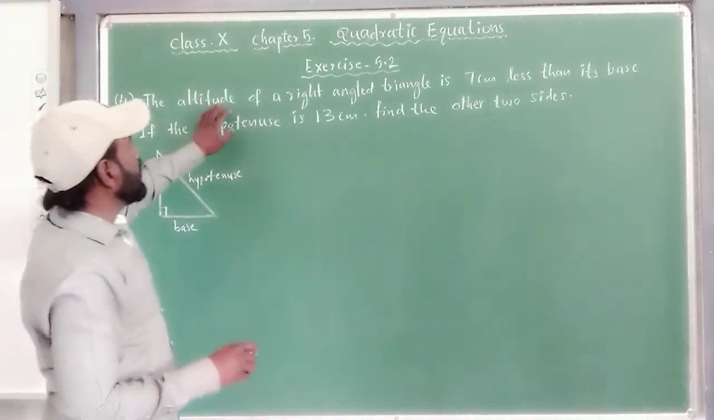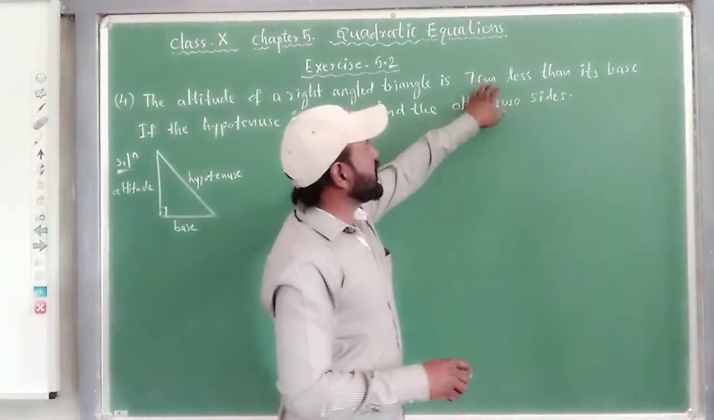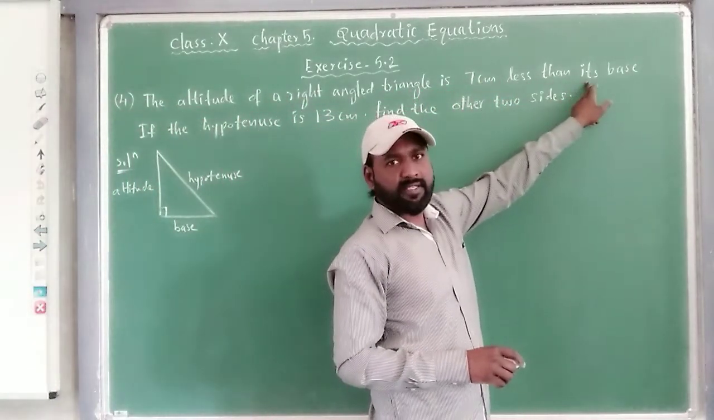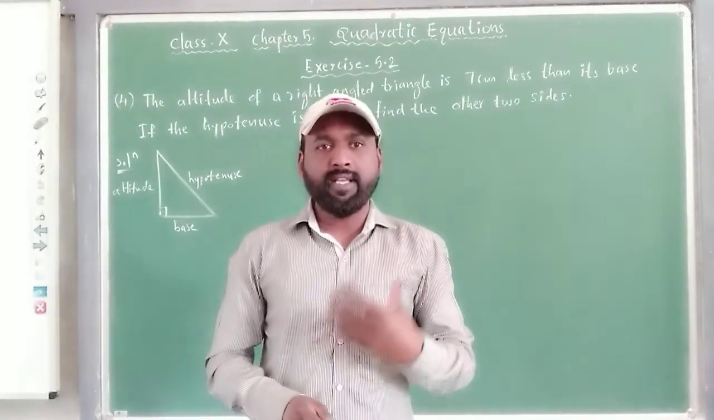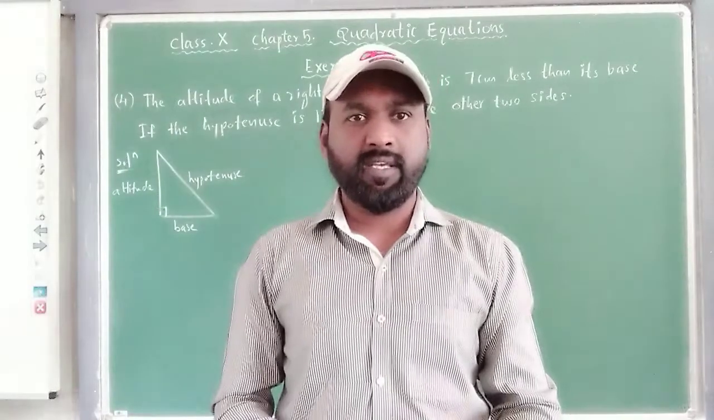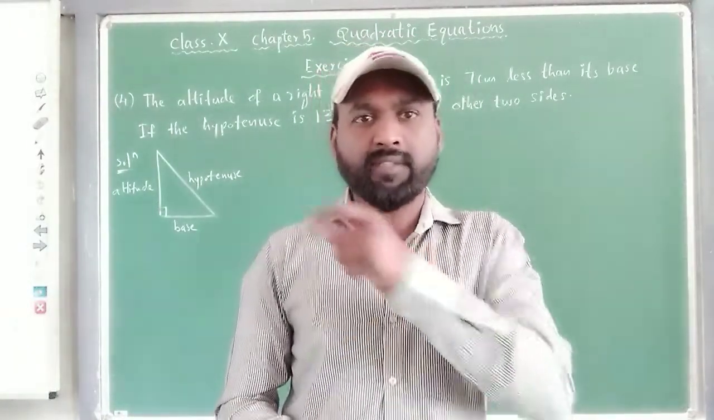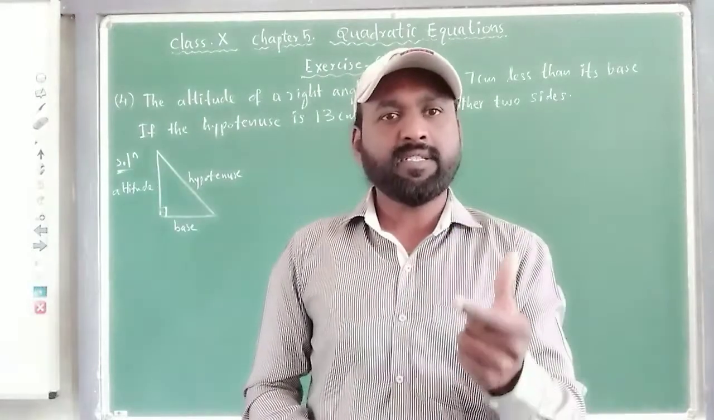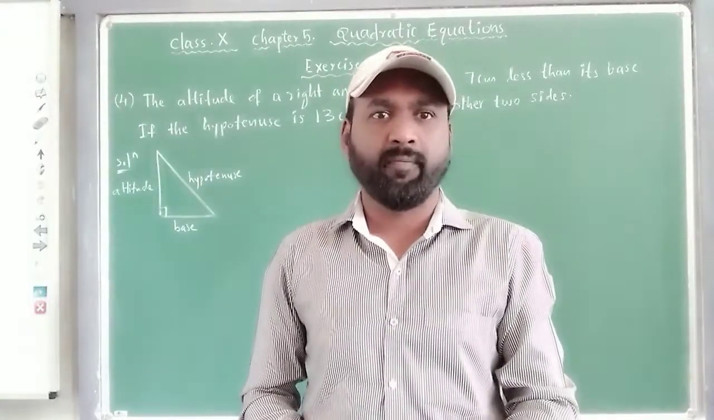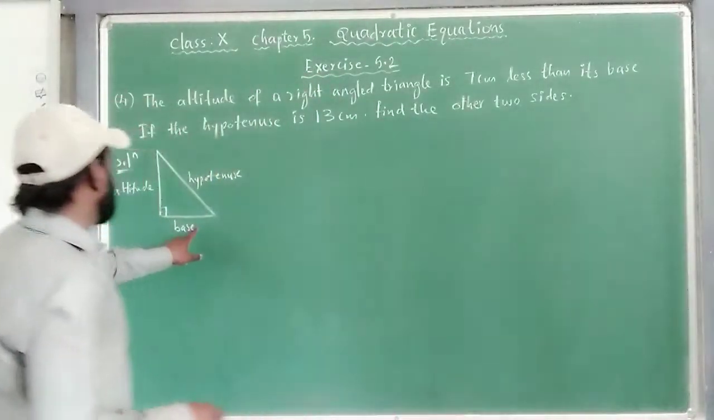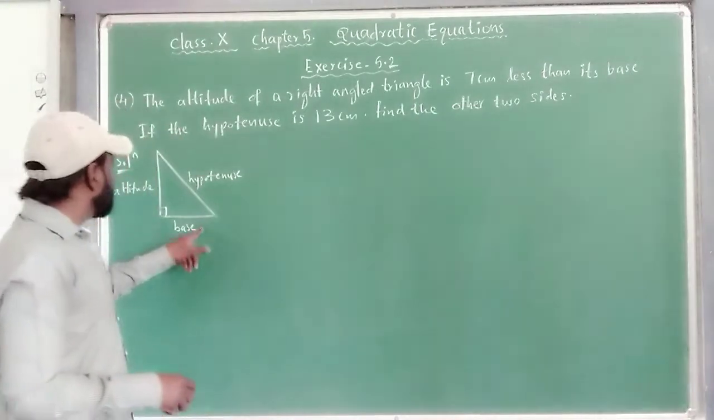Here what is given? The altitude of the right angle triangle is 7 centimeters less than its base. But what is the base? We don't know. The altitude is dependent on the base. If we know the base, then we can say the altitude, because the altitude is 7 centimeters less than its base. This we need to find, and the altitude also we need to find.